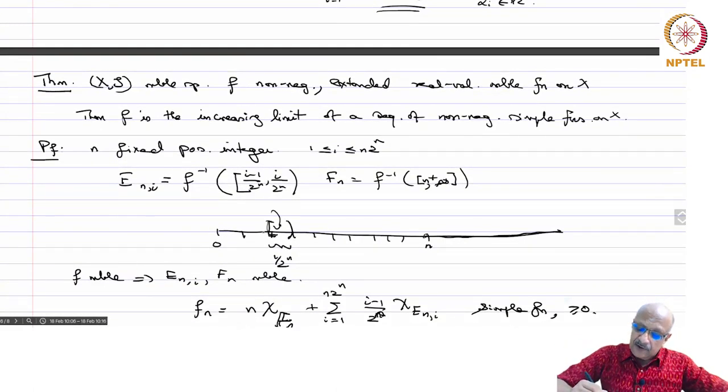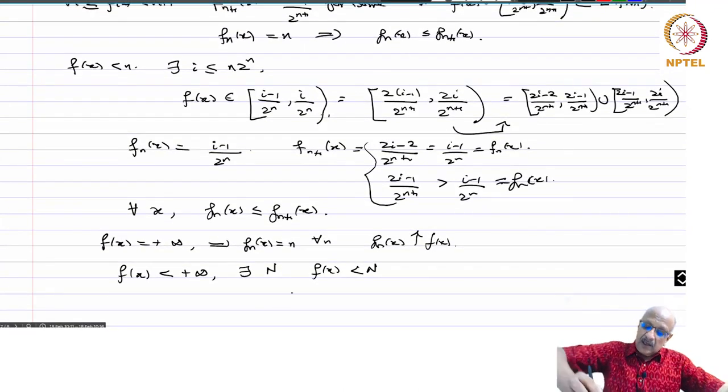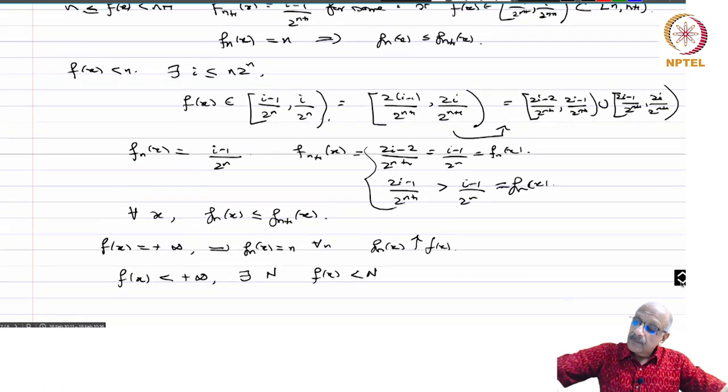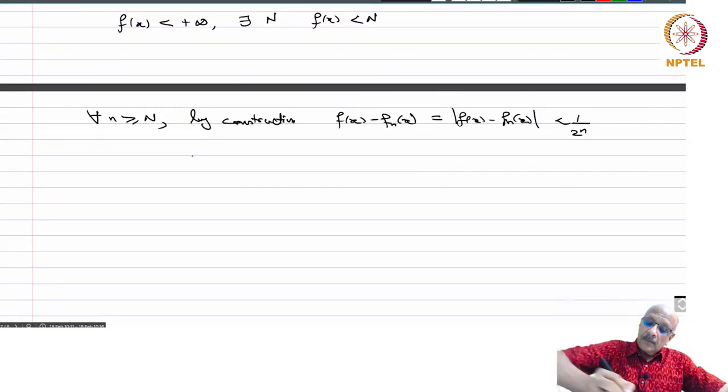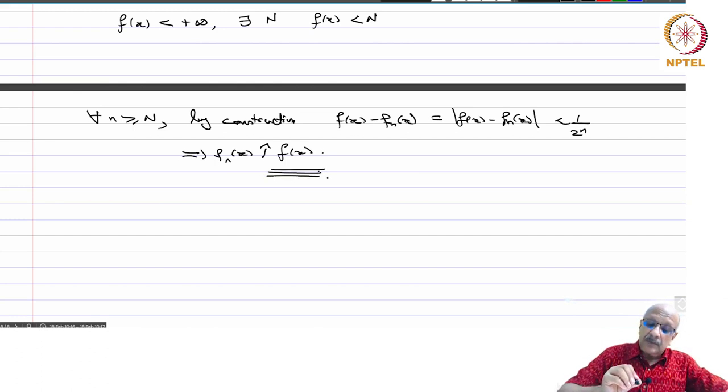If f falls in this interval, you are putting the lower end point as the value of f_n. So the distance between f(x) and f_n(x) is always less than 1/2^n in this case, and therefore this implies that f_n(x) increases to f(x). So this proves the theorem, a very important theorem. Every non-negative measurable function is the increasing limit of non-negative simple functions.